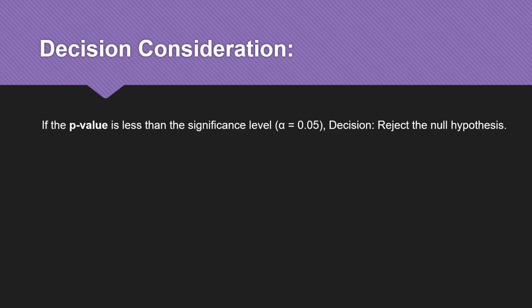The decision consideration will be based on what we've had in the past, wherein if P is less than the significance level alpha, which is 0.05, the decision will be to reject the null hypothesis, and in so doing, accept the alternative hypothesis.